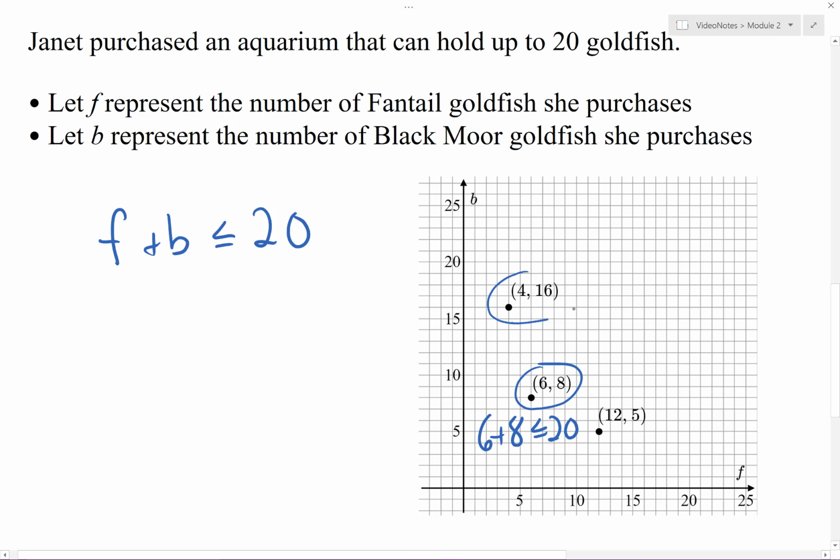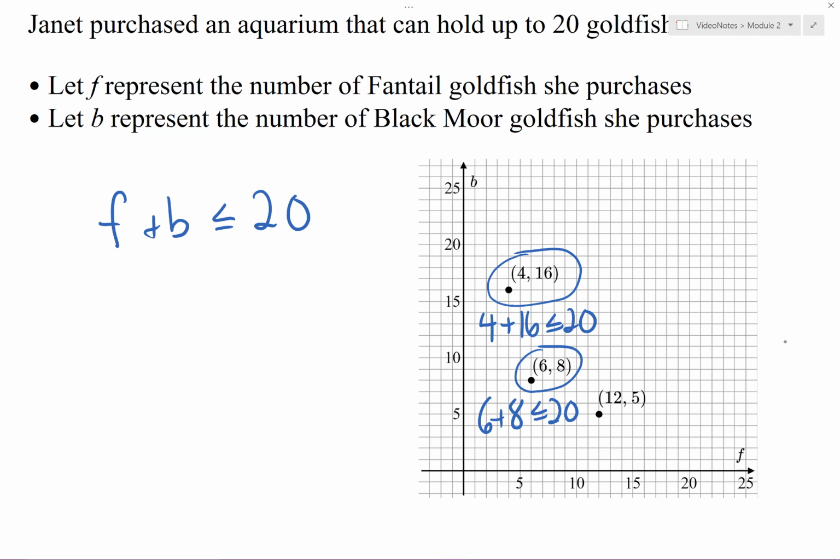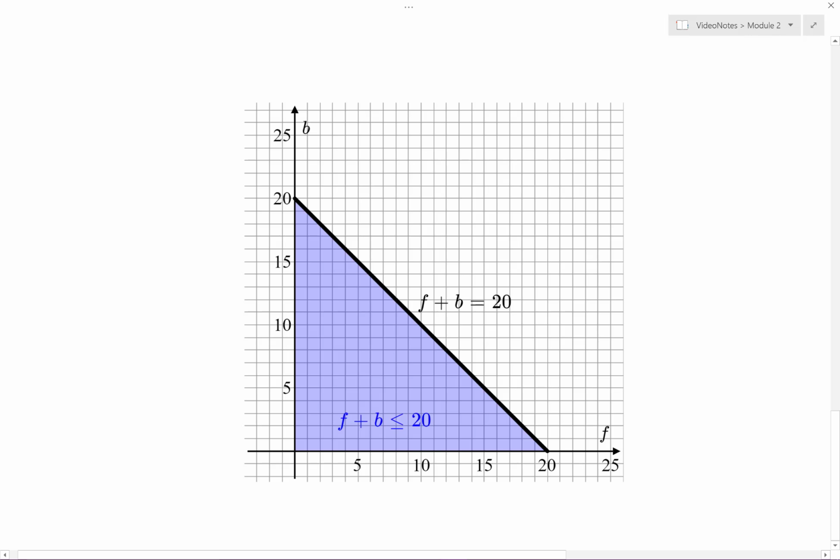Similarly, the point (4, 16) represents that Janet purchased 4 fantail goldfish and 16 black moor goldfish, and therefore the total number of goldfish that she purchased was less than or equal to 20. If we keep doing this, we find that all solutions are either on the line f plus b equals 20 or on one side of the line. So points on the left-hand side of this line, so points in the shaded region, make the inequality true, and we call this the solution region.